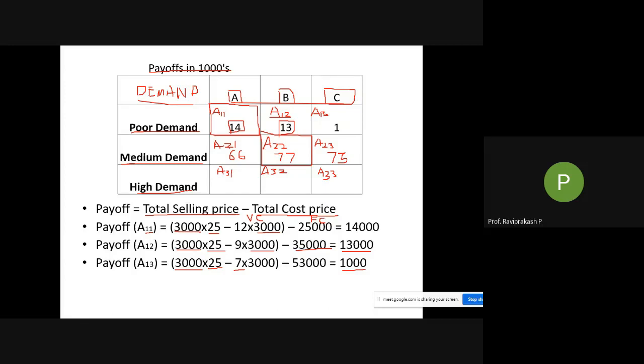And the student who gave the answer can start with A31, A32 and A33. So for A31, 1,18,000. 118. Okay. And for A32, 1,41,000. 141. Okay. And for A33, 1,45,000. Okay, this is the answer you have given.